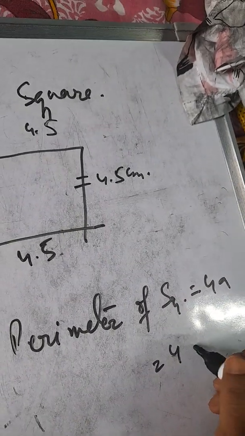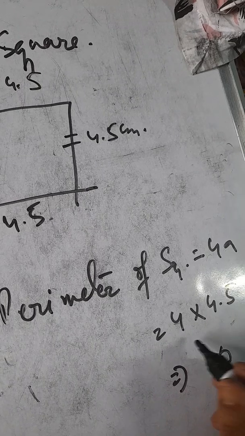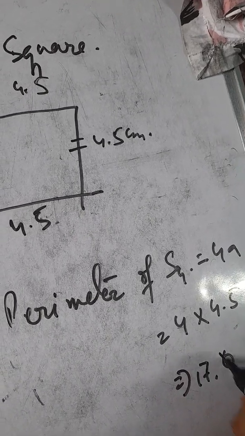So the side is given in the question, that is 4.5. So we'll just multiply it. 4 into 4 is 16, and 17 is your answer. Okay, 17 centimeter.